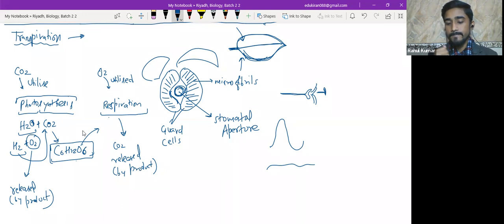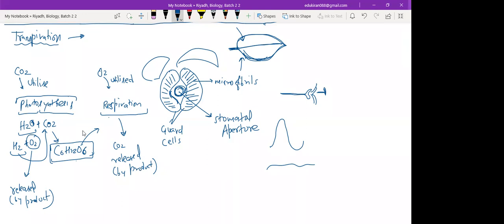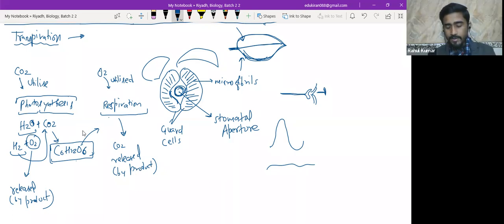Okay, perfect. So write down stomata. Normally, in normal conditions, stomata is open during the day and closed during the night.